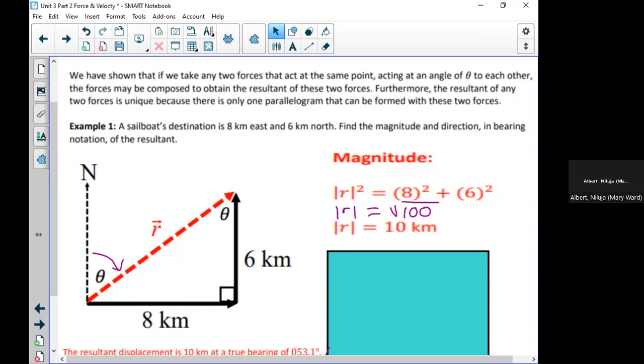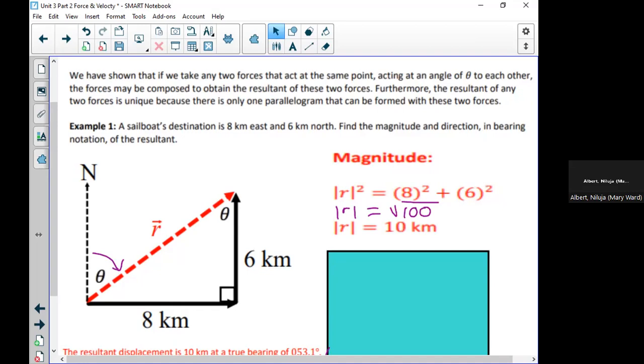But now we have to look for the direction. It's not enough to just solve for the magnitude. And remember, direction can be illustrated in different ways. We can have the quadrant bearing, the true bearing. And from the last seminar, I want you to remind yourself that the true bearing is always calculated from the north line. And we are figuring out what is the angle to the vector when we're going clockwise.